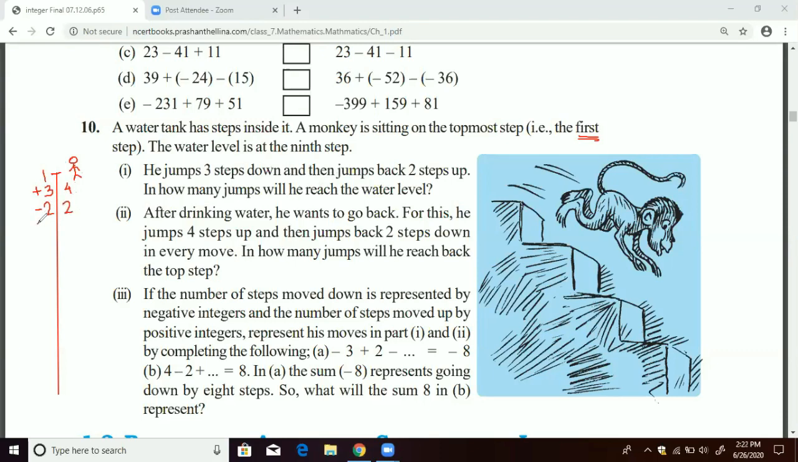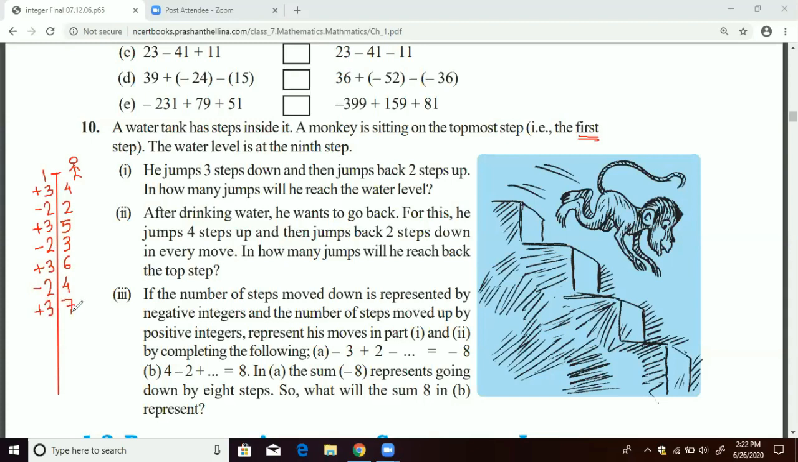Again he is jumping 3 steps down. He is arriving at step number 5 and going 2 steps back. He is getting back to the 3rd step. Again he is coming forward 3 steps. That means he is arriving at the 6th step, 3 plus 3, 6. Again he is going back 2 steps. So he is arriving at step number 4. Again he is jumping 3 steps forward. He is arriving at step number 7.